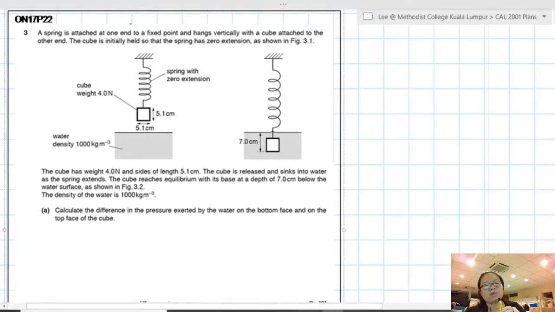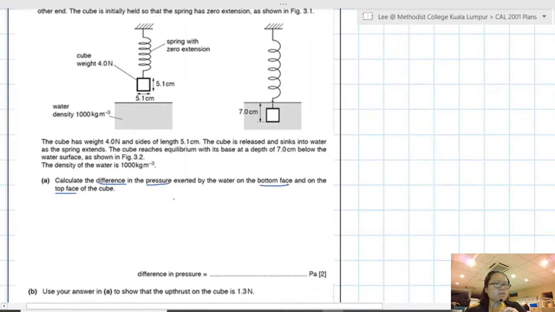You see there's a spring attached on one end to a fixed point, and we are going to let go. The cube is initially held so that the spring has zero extension, and then the cube is released and sinks into water as the spring extends. The cube reaches equilibrium when the base is 7 cm below the water surface. You're given the density. Calculate the difference in pressure exerted by the water on the top face and the bottom face. So again, you're asked to find pressure difference, or delta P.